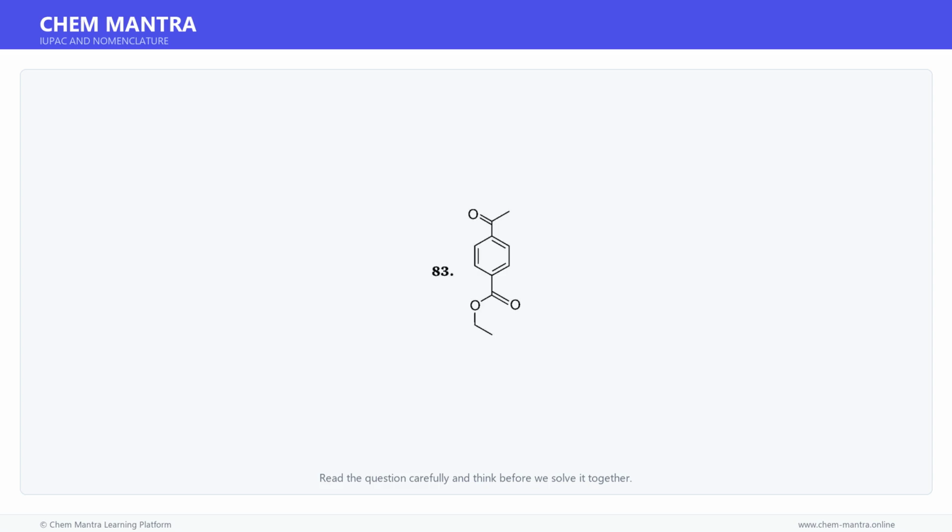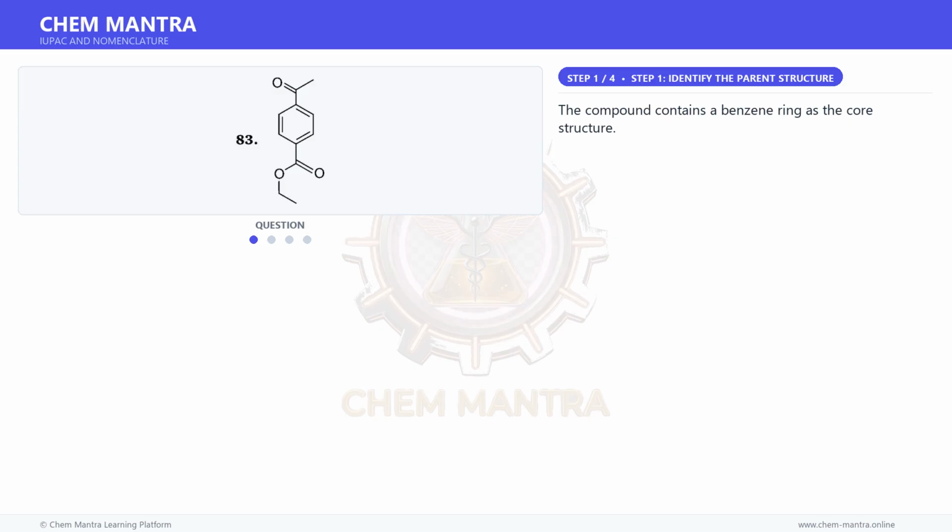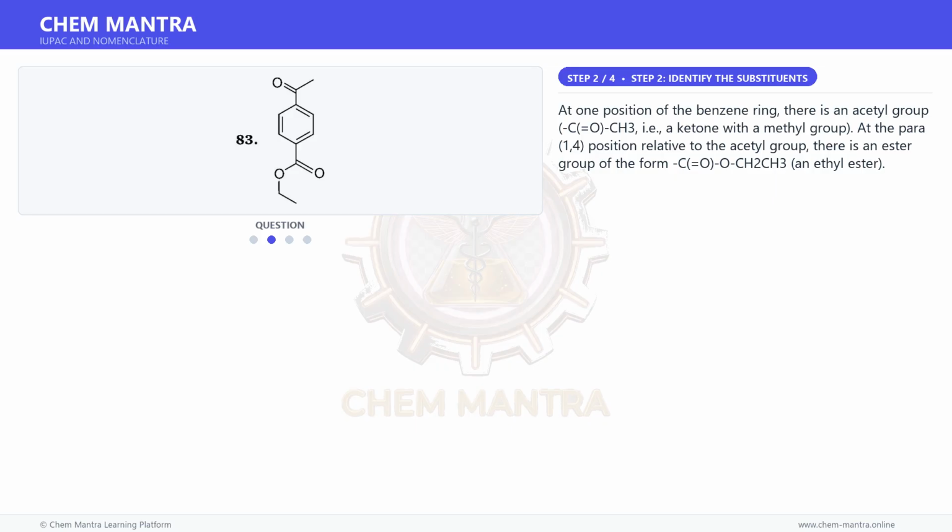Here is a question. Read it carefully and think about the answer. Let us solve it step by step. Let us begin solving this step by step. The compound contains a benzene ring as the core structure.